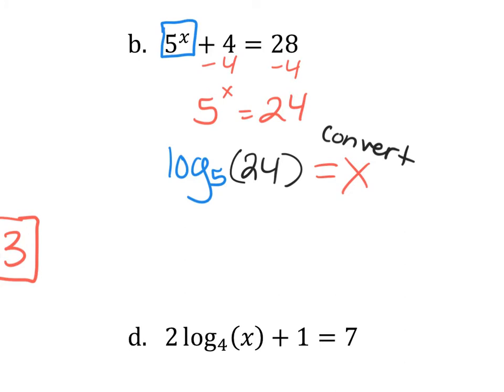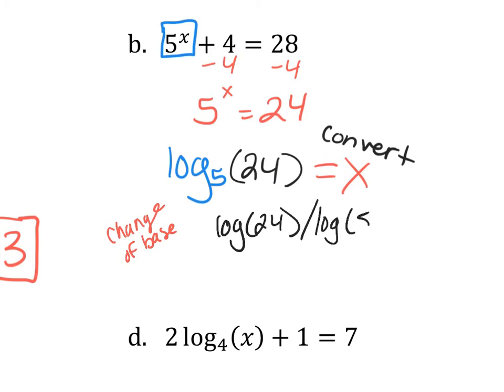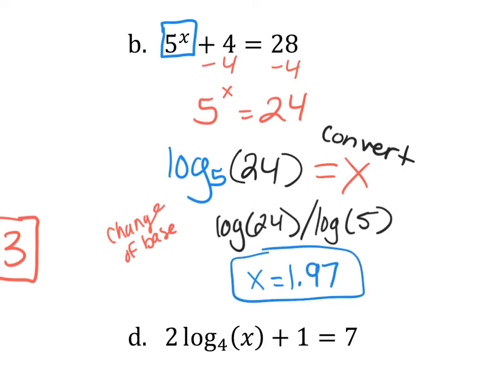If I have a log that's not base 10, what do I do to be able to put it in the calculator? Yeah, Angelina? Log 24. Yeah, use the change of base. So you'd have log of 24, close the parenthesis, divided by log of 5. And what does that equal? 1.97, thank you. Okay, are we good there?